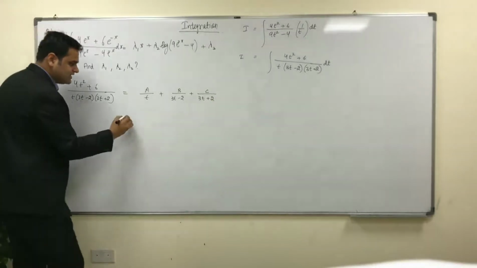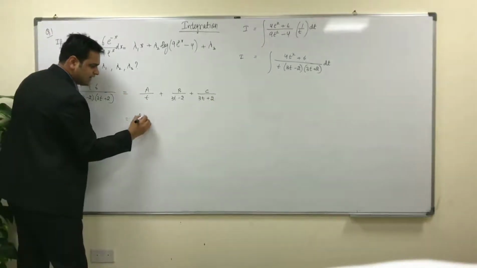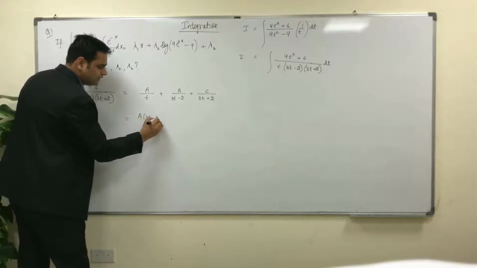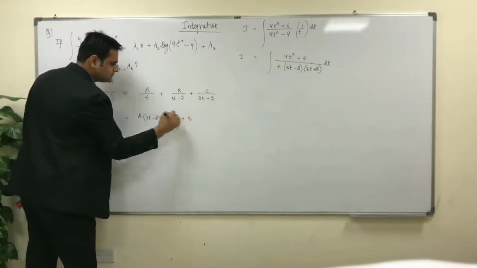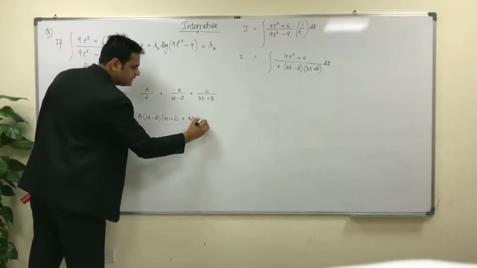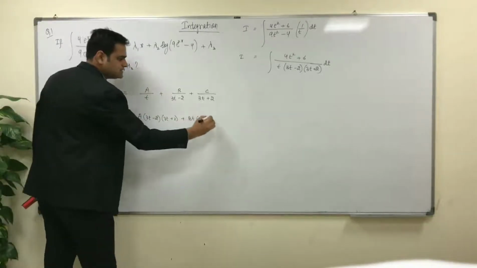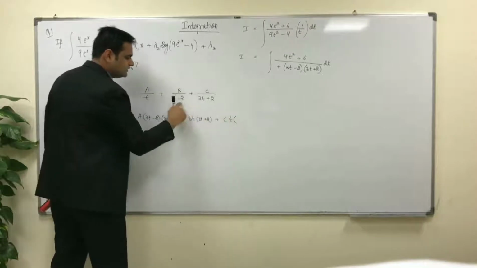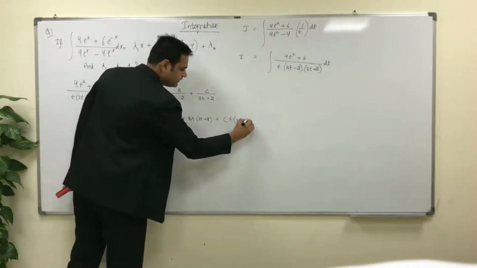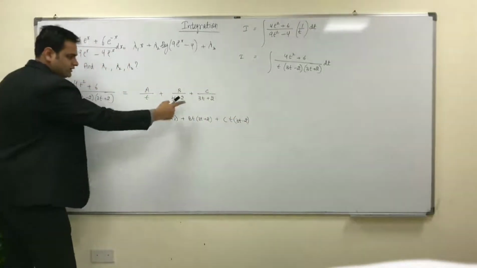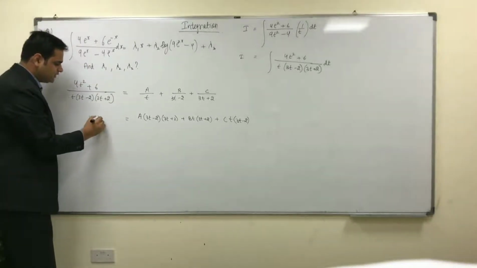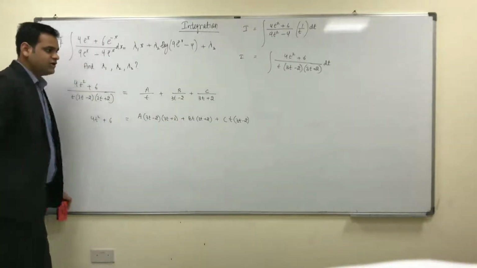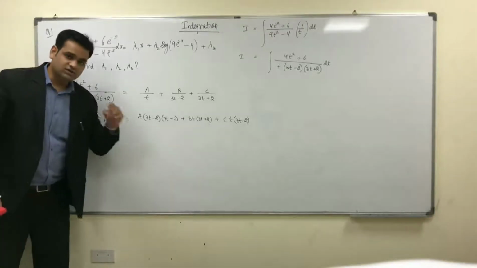Okay, now if I take LCM, what will come over here? A times (3t − 2) into (3t + 2) plus B times t (3t + 2) plus C times t (3t − 2). Okay, now the denominator will get cancelled with the denominator of the left hand side and I will get 4t² + 6 is equal to this. Now my aim is to find the values of A, B, C.